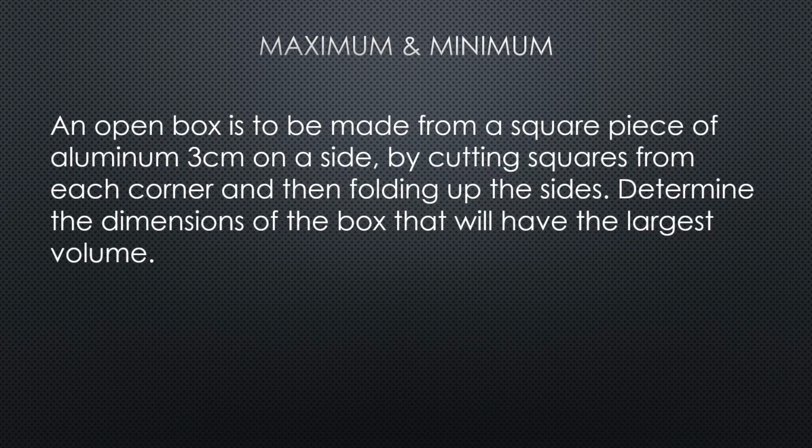We're going to be looking at this question here. An open box is to be made from a square piece of aluminum 3 centimeters on a side by cutting squares from each corner and then folding up the sides. Determine the dimensions of the box that will have the largest volume.